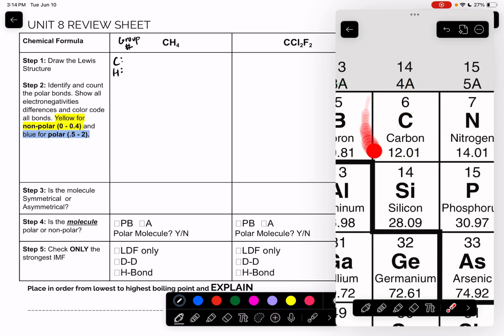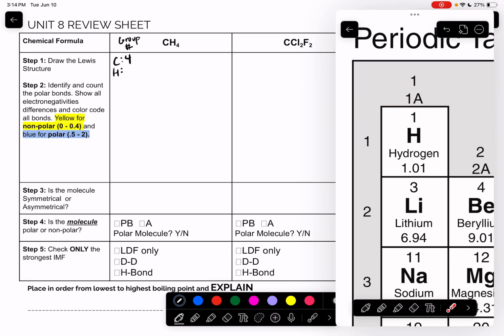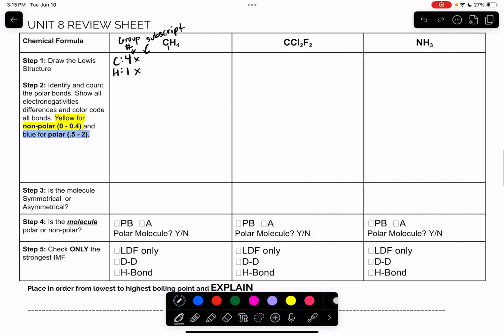Since carbon is in group 4, it's going to have 4 valence electrons. And then hydrogen is over here in group 1, so it's going to have 1 valence electron. Then I'm going to multiply by the subscript. The subscripts are the numbers in the chemical formula. Remember, if you don't see a number, that doesn't mean it's 0. It's always 1. So this formula is saying that I have 1 carbon and 4 hydrogens.